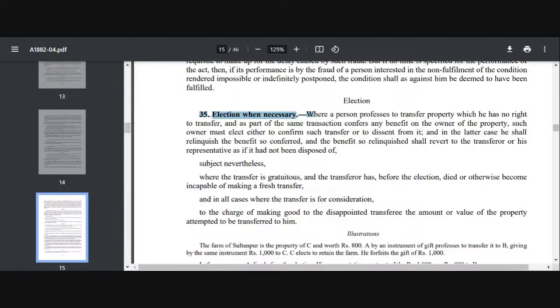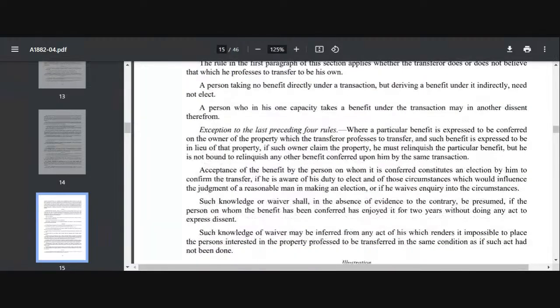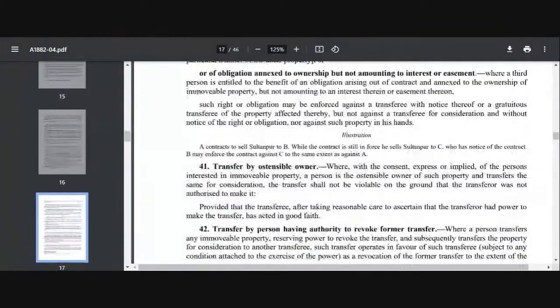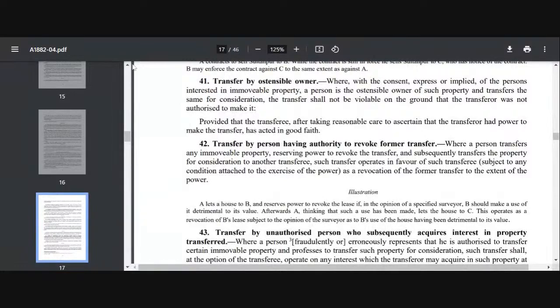So this is the doctrine of election, very important, read it. Now you can skip many sections here and come directly to section 41, which is ostensible owner. After 35, skip the sections. You can read them, but I'm coming to the important one, that is 41, which you cannot skip. Section 41 is important, transfer by ostensible owner. So section 41 talks about the ostensible owner.